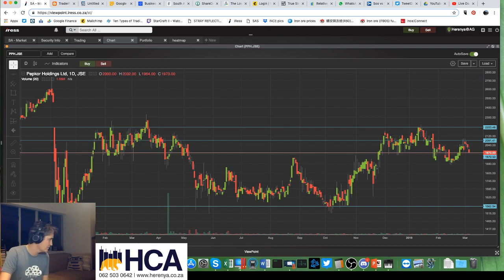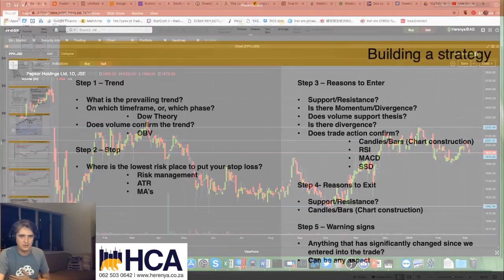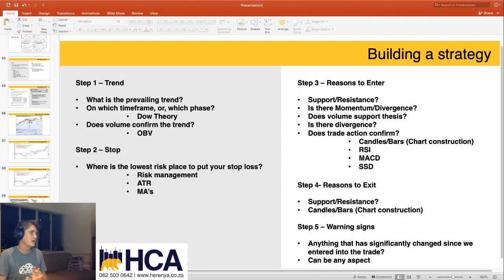So yeah, it kind of suits the rules, right? This is the type of thinking that I think is important when building a system. So does trade action confirm? Is there divergence? Does volume support our thesis? Okay, let's look at OBV.